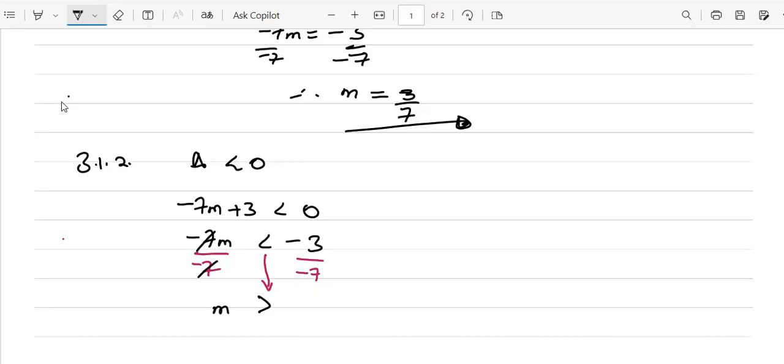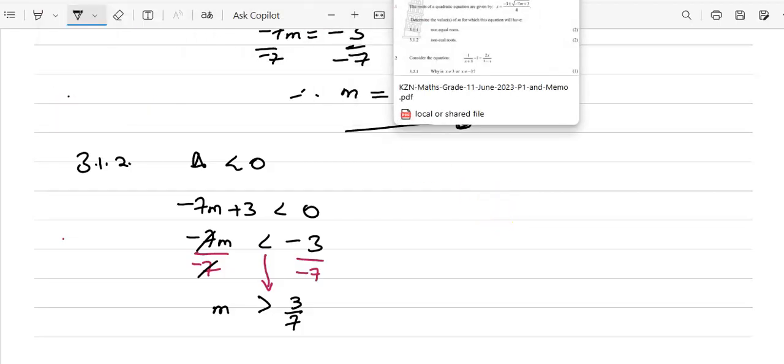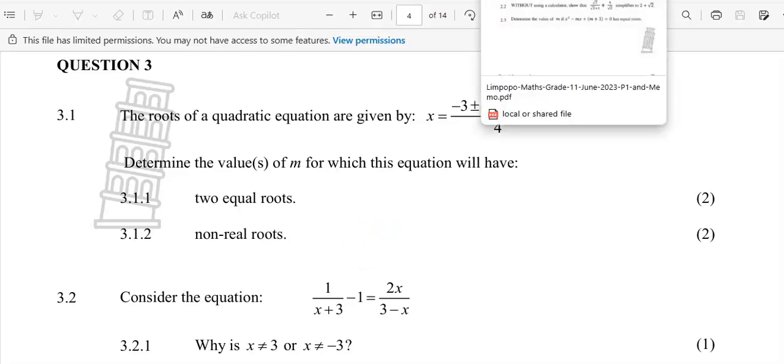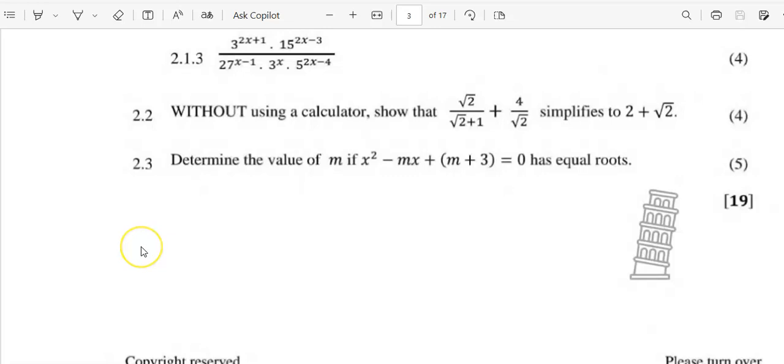You are left with m, which is greater than positive 3/7. When you divide by a negative, the sign changes. And that, okay, this question had only 4 marks. So let's move to the next question paper. On this one, this is 2.3.